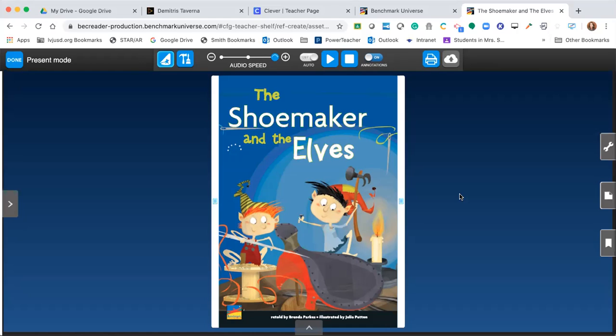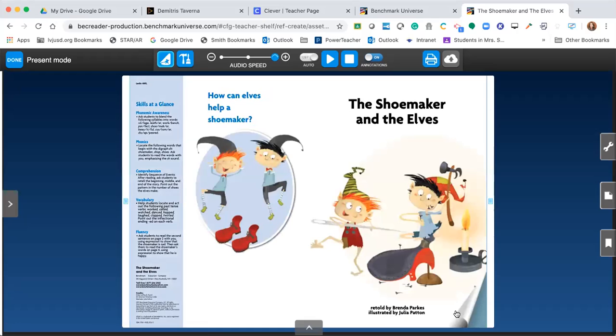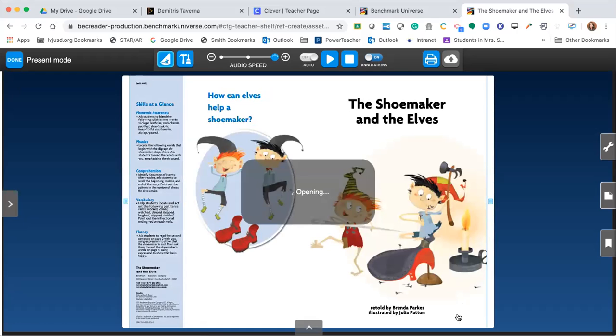This type of fiction that we're reading is a fairy tale. A fairy tale has illustrations or pictures, make-believe characters. Sometimes it begins with once upon a time. Let's read. The Shoemaker and the Elves.